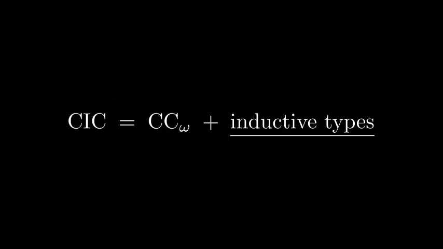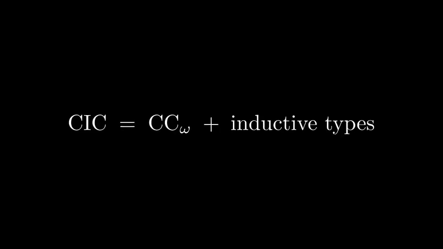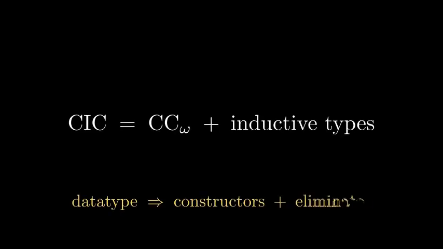We started today with this formula. Now the unopened box is open. Every data type in a proof assistant, and every proof by cases or by induction over one, flows through the same constructor and eliminator template.